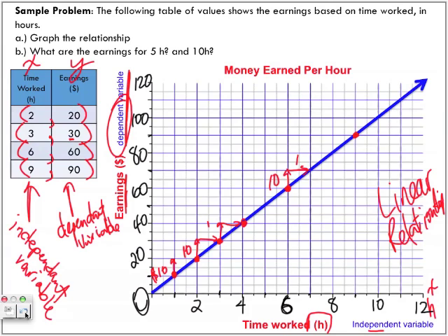So, let's answer the question. At the 5-hour mark, how much money did we make? So we find the 5-hour mark, and we've made $50. At the 10-hour mark, we find 10, we move up, and we made $100. Okay. So pretty straightforward, right? So let's look at what happens next.